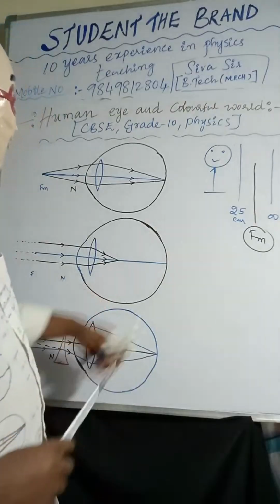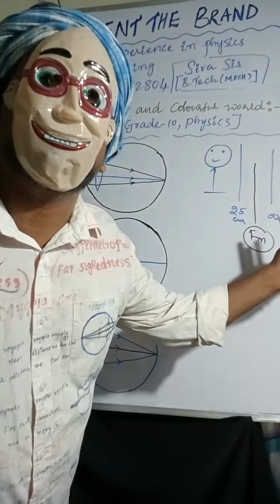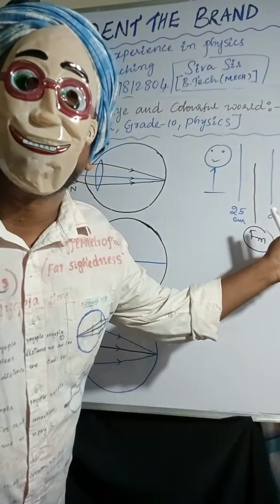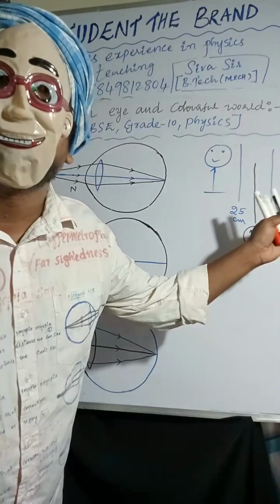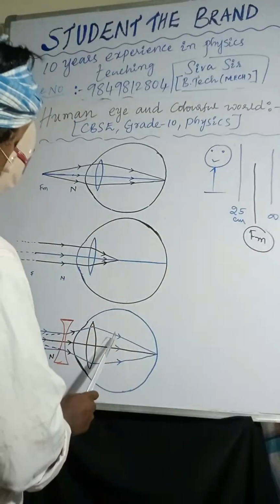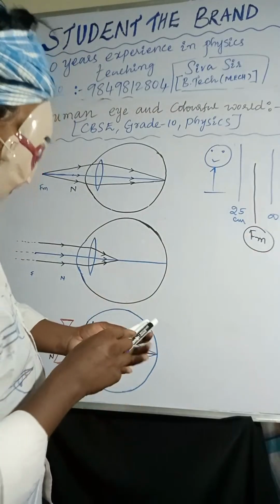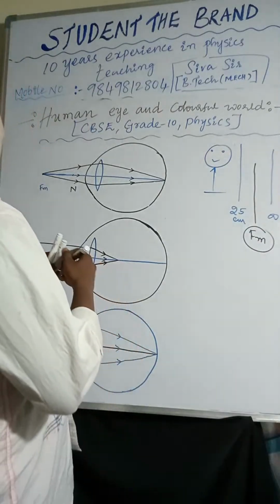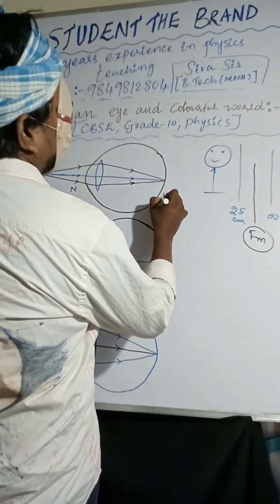So that's the reason we can't see the object. If the light rays are coming from infinity, we can't see because the light rays are meeting in front of the retina. The third diagram is the correction of myopia.